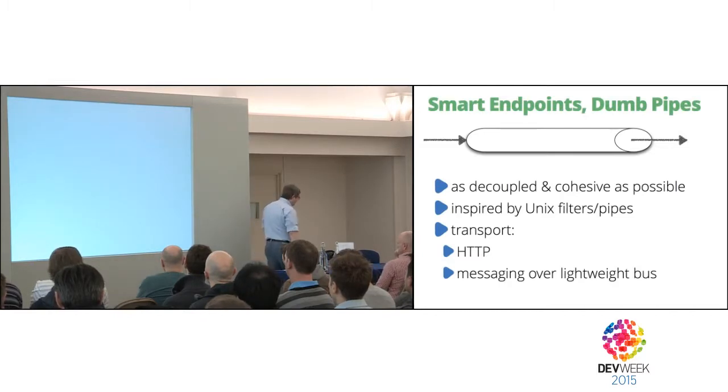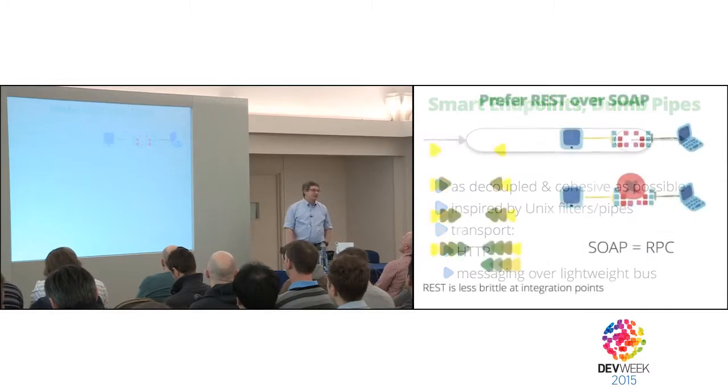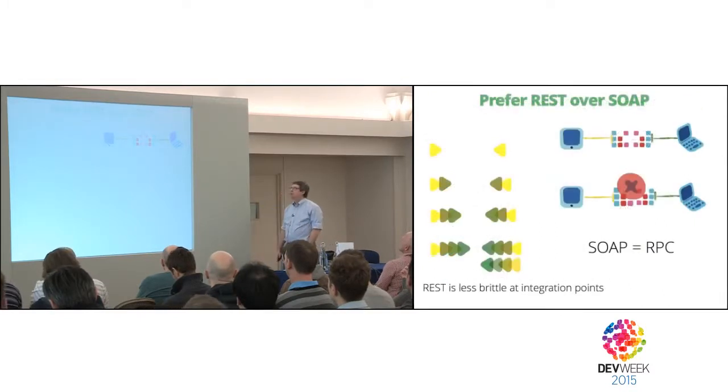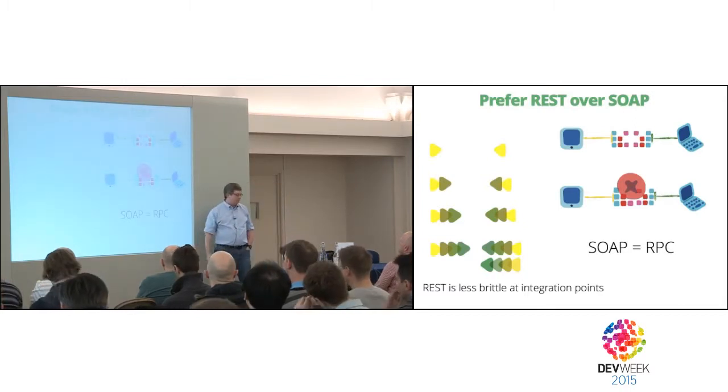Here's another one of those prefer things. In this world, we tend to prefer REST over SOAP. SOAP, of course, is at its heart an RPC mechanism, which means it does parameter binding when you do integration points. And, of course, if the parameters don't line up exactly, even if they've evolved or something like that, then the magic just doesn't work.